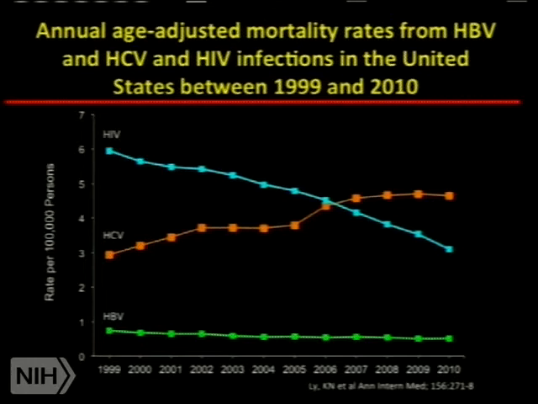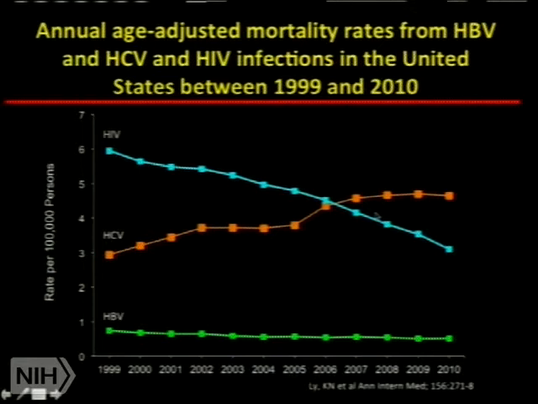And indeed, as you can see here on this slide that shows the annual age-adjusted mortality rates from hepatitis B and hepatitis C and HIV infections in the United States between the period of 1999 and 2010, in 2007, hepatitis C has surpassed HIV as a cause of death in the United States.